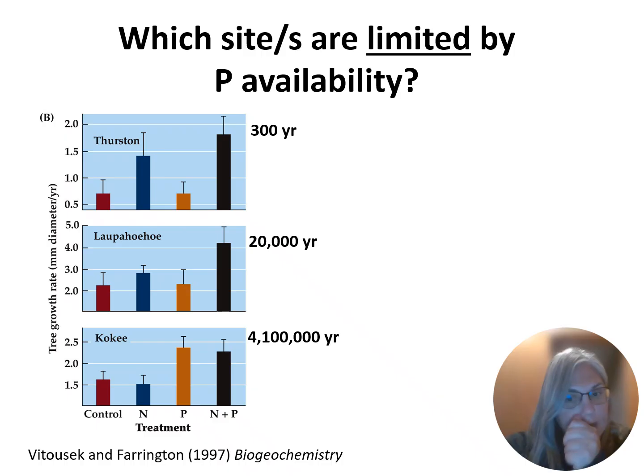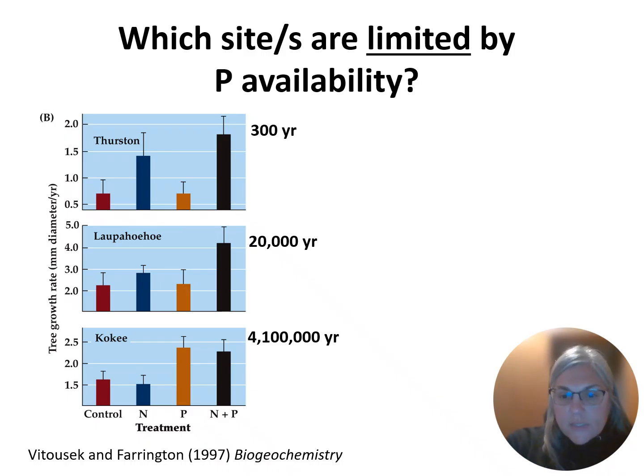Now let's look at the intermediate site. Let's just focus on the phosphorus addition right now. Do we see a change in growth when we add phosphorus compared to the control? So for me, it looks like it's very similar to the control, which would suggest that at this site, phosphorus is not limiting growth.